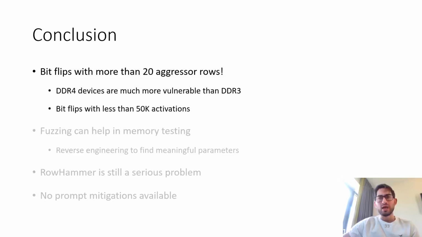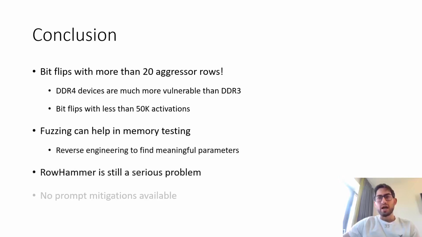We have shown that fuzzing can be used to test memories for Rowhammer bugs, and that we can improve fuzzing by relying on reverse engineering techniques. In the end, Rowhammer is still a widespread problem, and it will be a serious problem for the next years, since a quick deployment of mitigation is not possible.